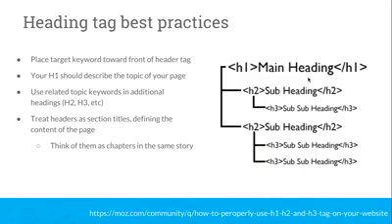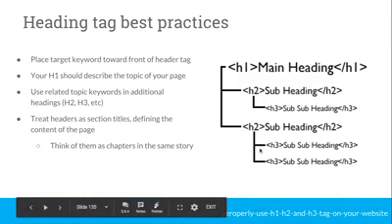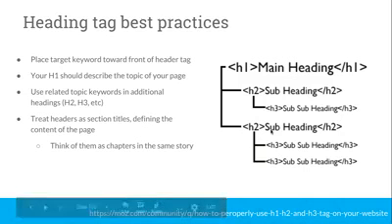Now, you can use additional topic keywords in those H2 tags. Those are subheadings and should contain keywords that are related to your H1 tag. And then the following H3 tag would be related to the H2 tag, and so on and so forth. The next H2 tag will be a subheading of the main heading, the H1 tag. And then H3s are subheadings of those H2 tags, and so on and so forth.